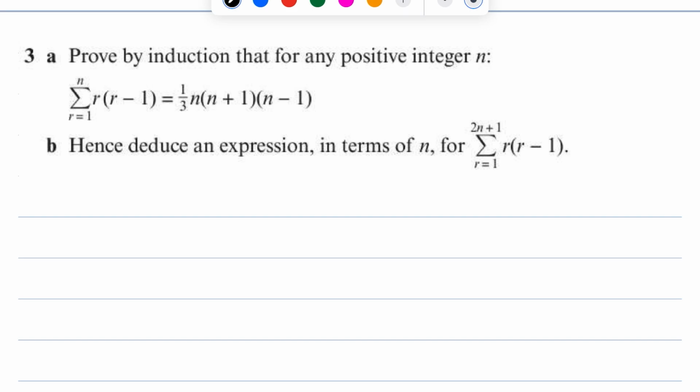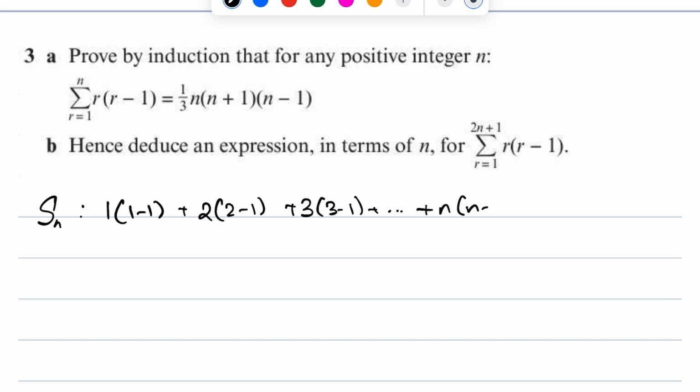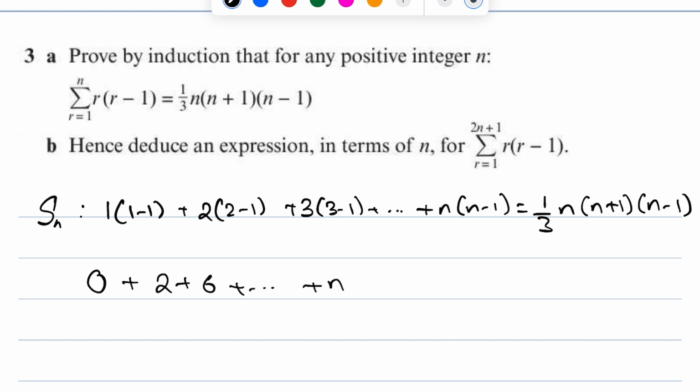The series will be Sn. Plug in n equals 1: 1 times (1 minus 1) plus 2 times (2 minus 1) plus 3 times (3 minus 1), and so on till n times (n minus 1), should equal 1 upon 3 times (n plus 1) times n times (n minus 1). So which is 0 plus 2 plus 6 plus, and so on, plus n times (n minus 1), equals 1 upon 3 times (n plus 1) times n times (n minus 1).